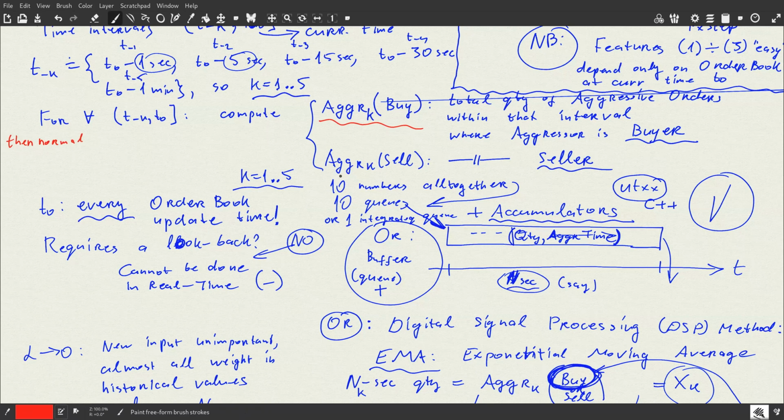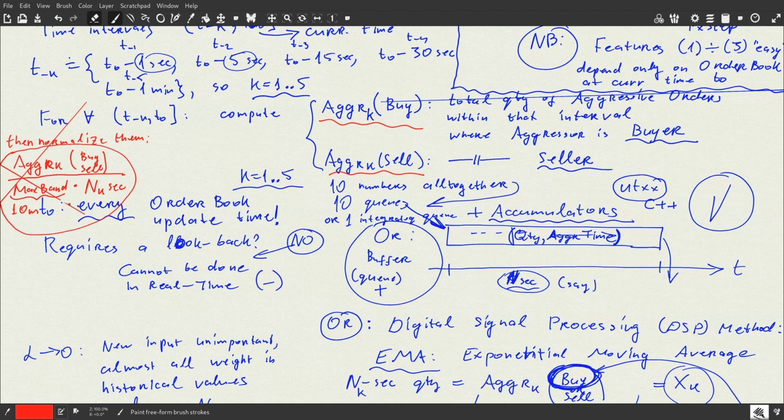So after computing this aggressive K buy and aggressive K sell, either via buffer or via EMA, we normalize them, and eventually it will be aggressive K buy and sell divided by max band, and we agreed that max band is 10 million, and also in the denominator would be N K seconds. So those are exactly the features which we need to generate. Sorry for those lines, this is because I pressed wrong buttons on my pen. So we do need this.